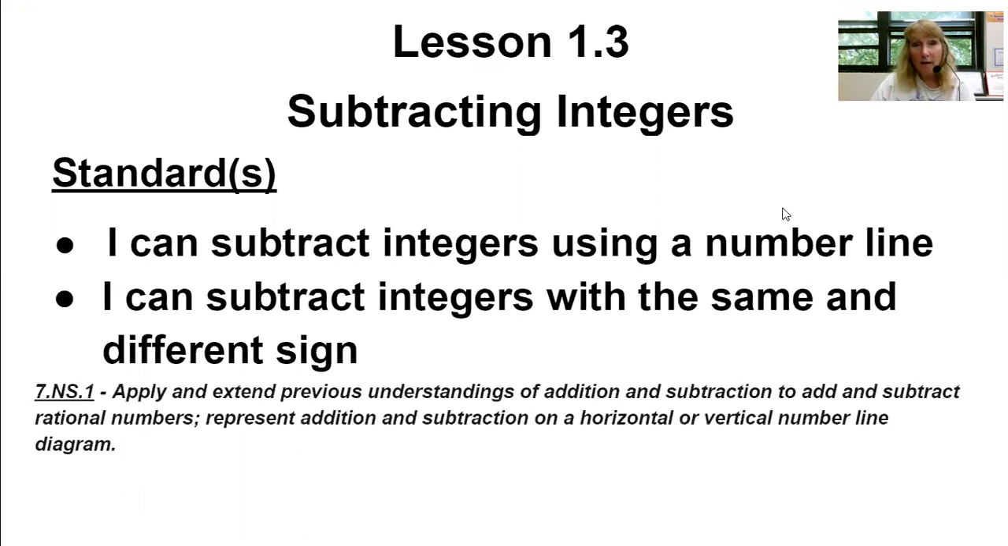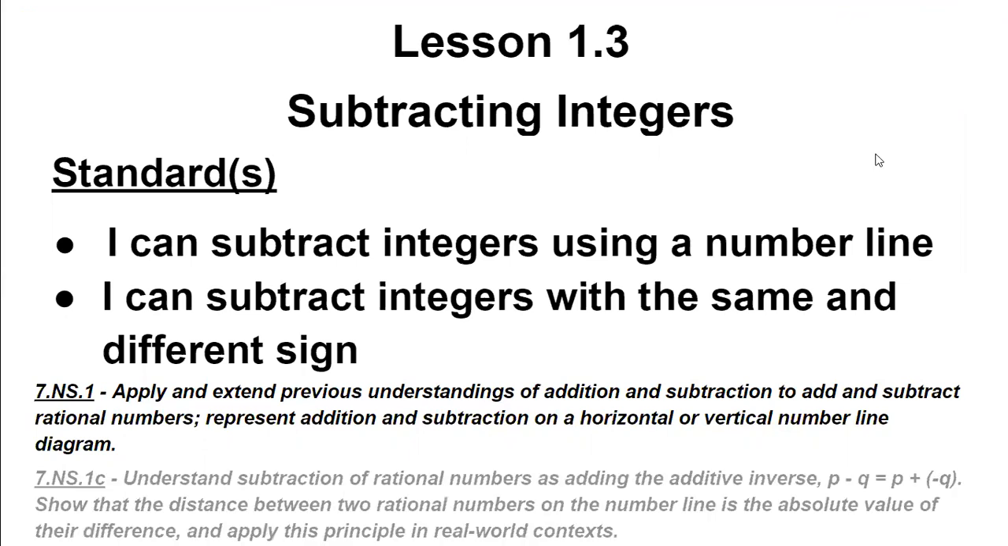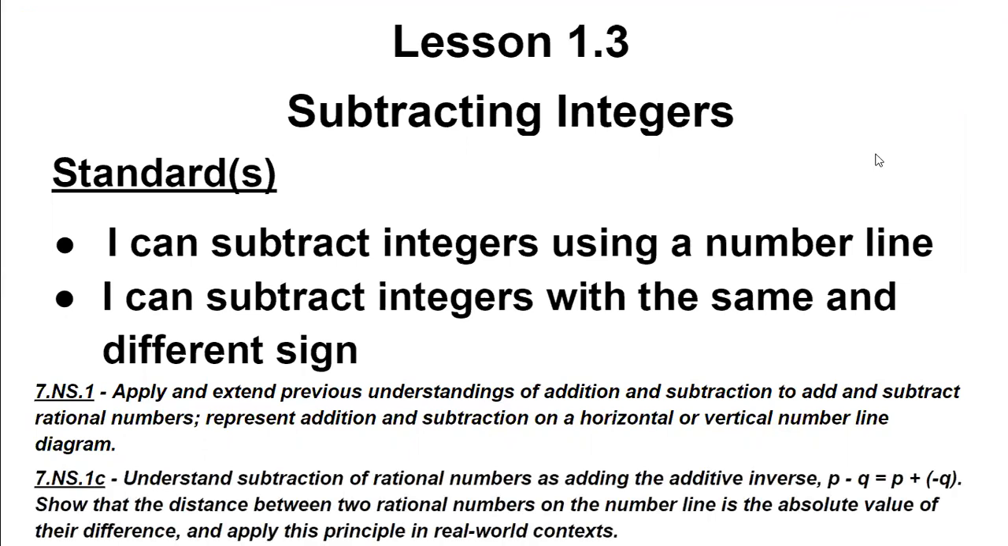This is standard NS1. Apply and extend previous understandings of addition and subtraction to add and subtract rational numbers. Integers are rational numbers, so that's what we will be doing. Represent addition and subtraction on a horizontal or vertical number line diagram. So we'll be continuing our understanding of number lines today. I'm going to put myself away for a bit so you can see the whole screen. We are also going to cover another portion of NS1C, understanding subtraction. So don't worry so much about what it says right now with the additive inverse. We're going to talk about that today.